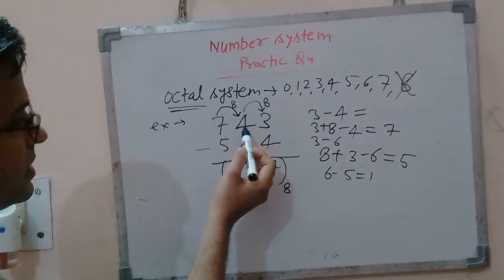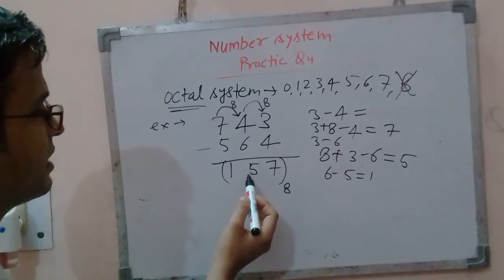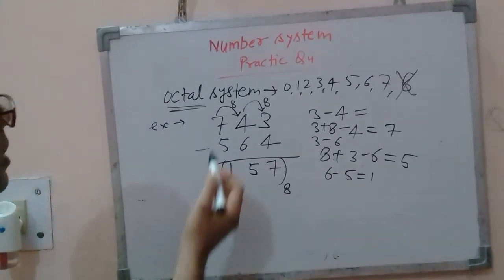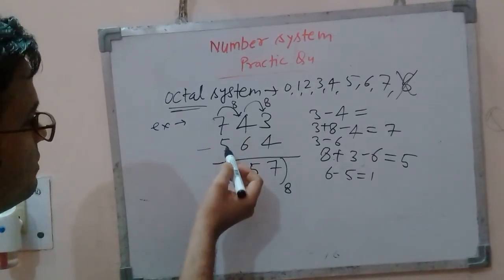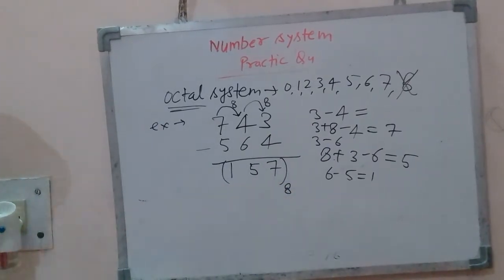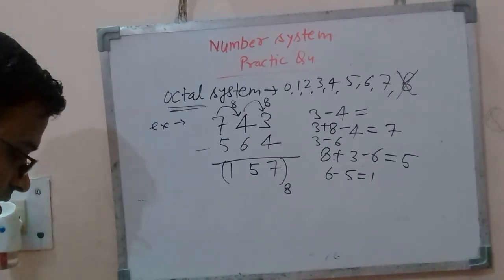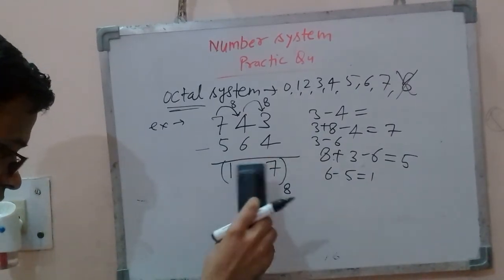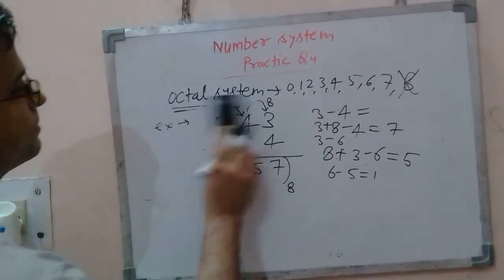8 plus 3 minus 6 is 5, right? So this number is 5 and not 6. Now, when you take one borrow from 7, this now becomes 6. 6 minus 5 is 1, right? So 157 is the correct answer, okay? That's easy. In a hurry, do not commit any mistake. So do everything properly. So 157 is the subtraction.